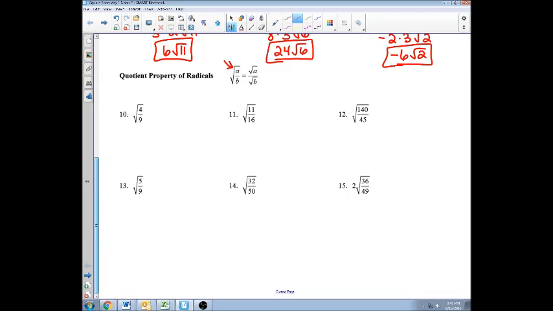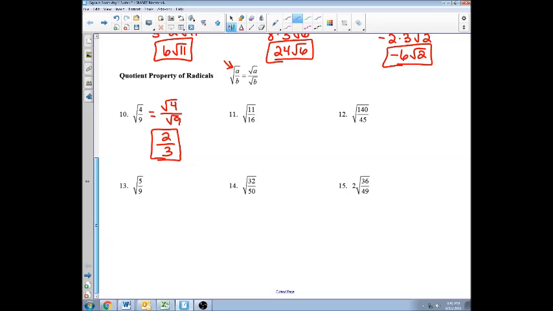All right, so let's look at number 10. I have a fraction under the square root sign, so I can rewrite this as the square root of 4 over the square root of 9. Now, is 4 a perfect square? Yes, it is, so that would give me 2. Is the square root of 9 a perfect square? Yes, it is, so that will give me 3, and I am finished.